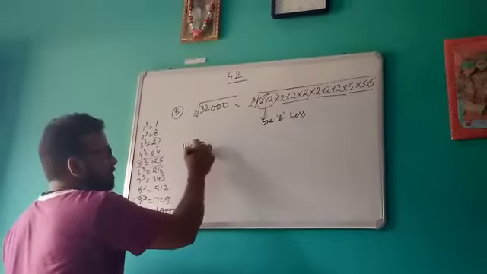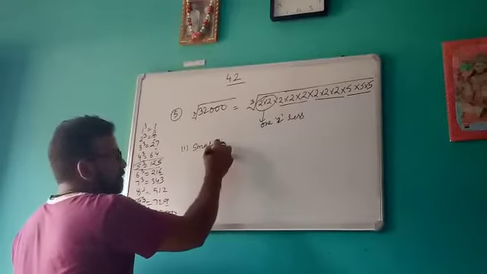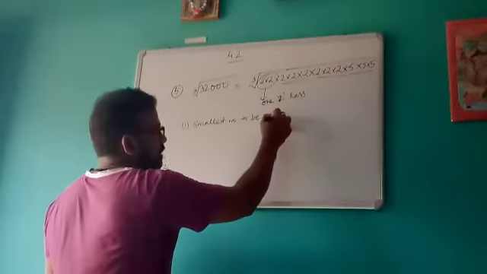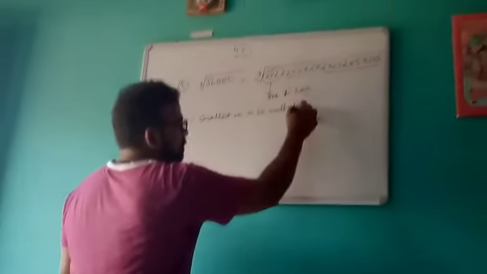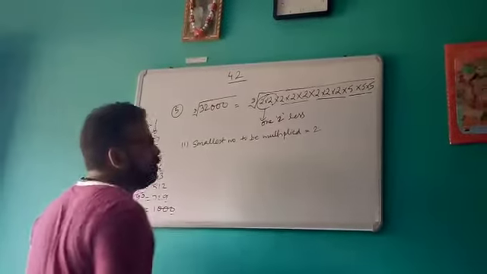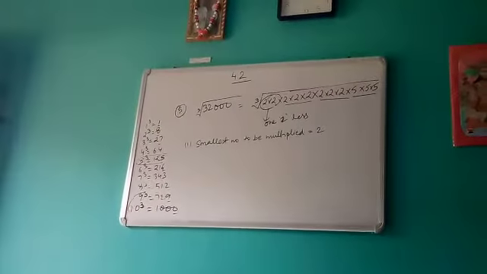So the first answer, the smallest number to be multiplied, will be 2. Okay, why? Because it is 2 into 2, it needs one more 2. When it has one more 2, the group will be completed.